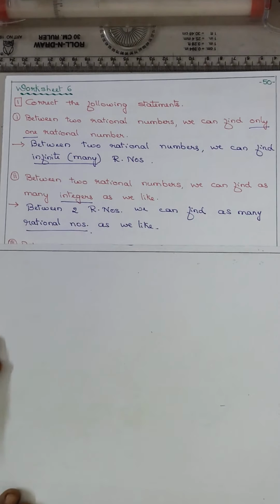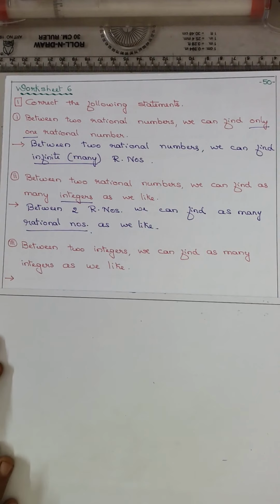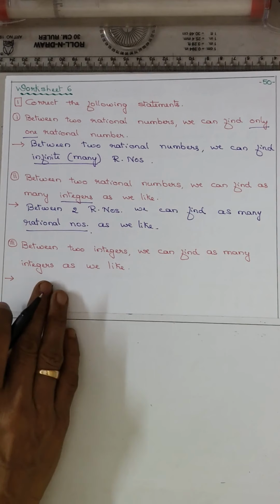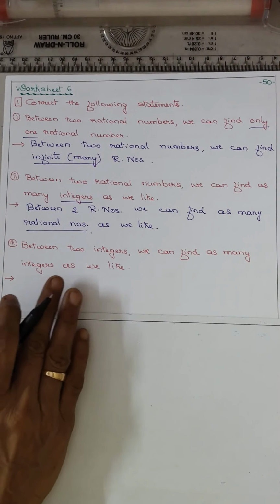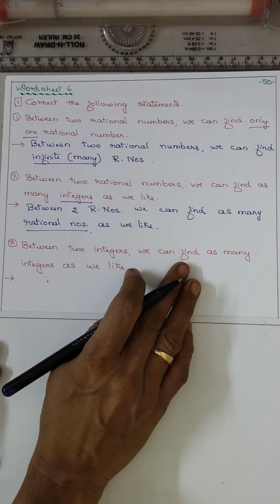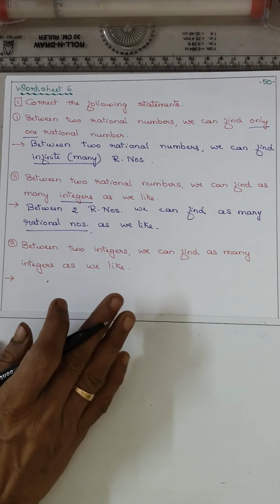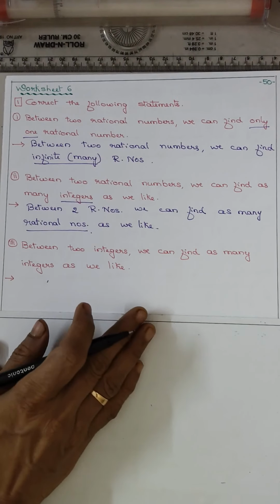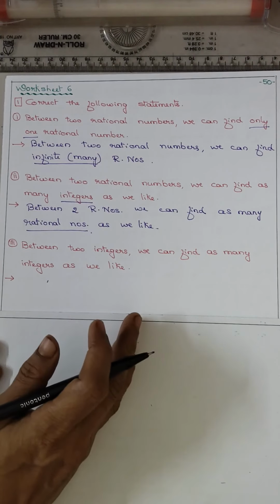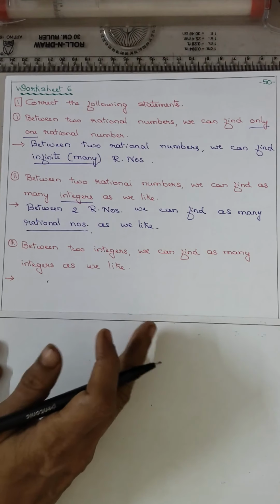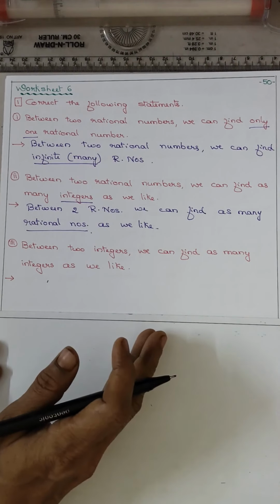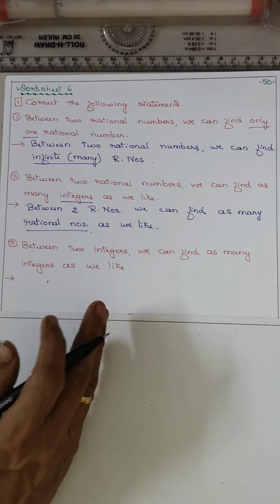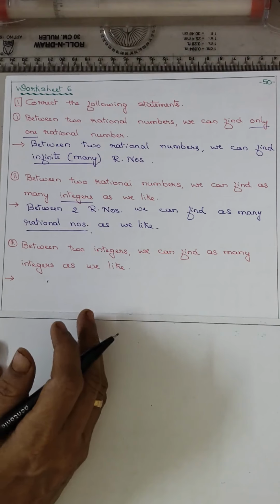So which is the wrong answer? The word is integers. In that place you will be putting rational numbers. Now coming to the third, between two integers we can find as many integers as we like. No, between 0 and 1, can another integer come? Between 1 and 2, can other integers come? No. Between 0 and minus 1? No. We can find the rational numbers.